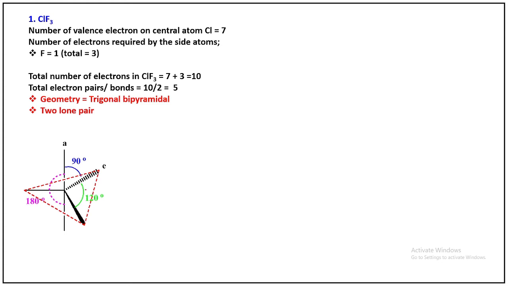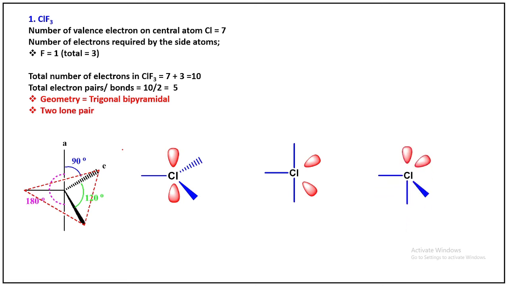There are 3 different arrangements that are possible for the given molecule ClF3 in the trigonal bipyramidal geometry. The 2 lone pairs can both be at axial positions as shown here, or both be at equatorial positions, or one be at axial and one at equatorial position. Now, which one is more preferable? In order to find that, we should know a simple rule, that is, lone pair-lone pair repulsion is greater than lone pair-bond pair repulsion, which is greater than bond pair-bond pair repulsion.